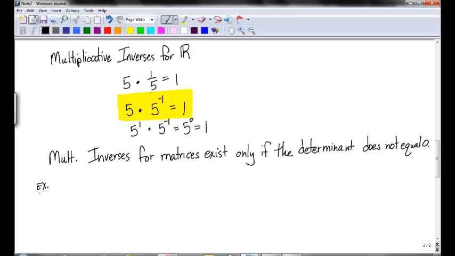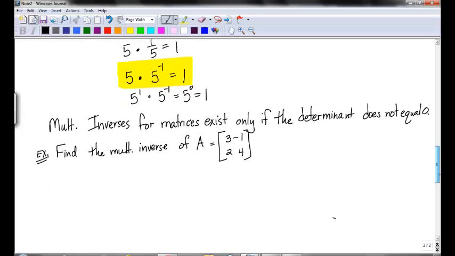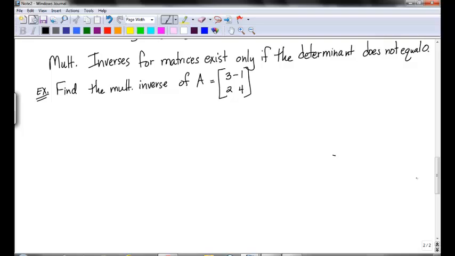Say they ask you to find the multiplicative inverse of matrix A if A is, first row across is 3, -1, and this is a matrix, so you've got the brackets. Second row across is 2, 4. Okay, it's 3, -1, 2, 4.